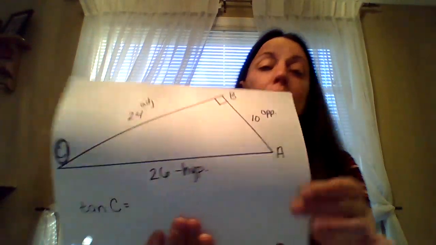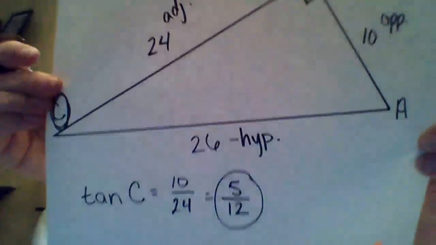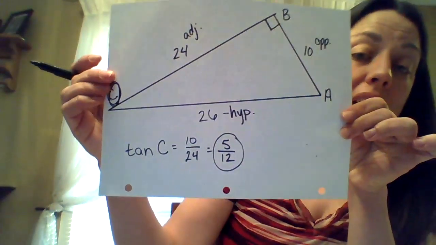That would be adjacent. And again, thinking of SOHCAHTOA, tangent should be opposite over adjacent. What did you label as opposite? 10. What did you label as adjacent? 24. Those both happen to be even. So let's reduce. 5 over 12. Can't reduce anymore. Your answer for the tangent of C would be 5 over 12. And guys, that's what your homework is going to look like. Sorry, I know this lecture was a little bit longer, but I'm telling you, this stuff is very, very important.